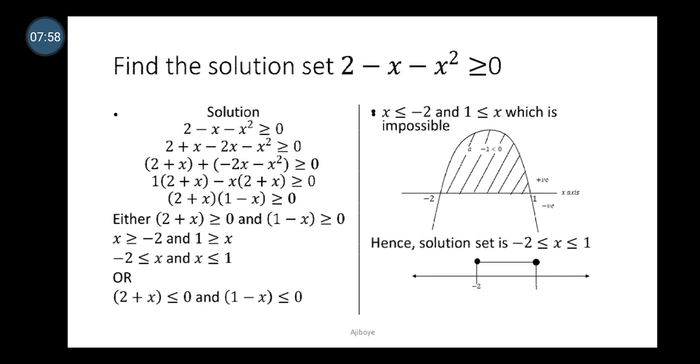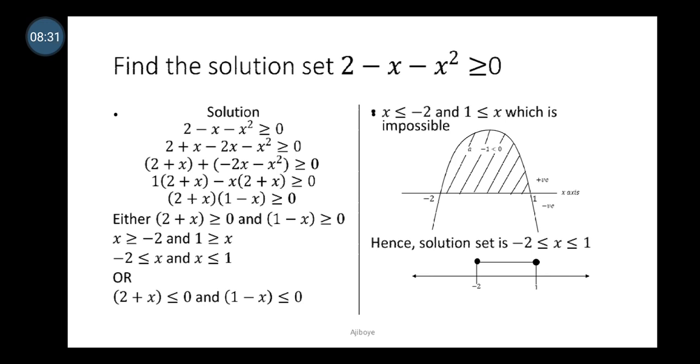Now, either 2 plus x is greater than or equals to 0, and 1 minus x is greater than or equals to 0. And those are two linear inequalities. So that x will now be greater than or equals to minus 2, and 1 will be greater than or equals to x. Alright, and if 1 is greater than or equals to x, it simply means that x is less than or equal to 1.